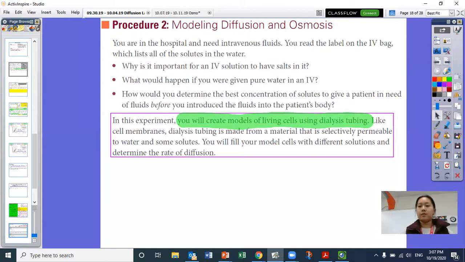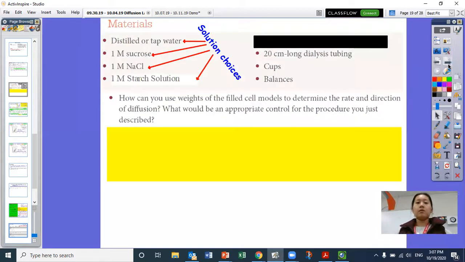So we're going to go ahead and walk through the setup and explanation of the lab. Like I said before, our options are pure water, 1 molar sucrose, which is a sugar solution, 1 molar NaCl, which is a salt solution, and 1 molar starch solution. We're going to have our dialysis tubing, which represents our cellular membrane, and cups to put them in together as our setup. We also have a balance, because we're going to be comparing masses.